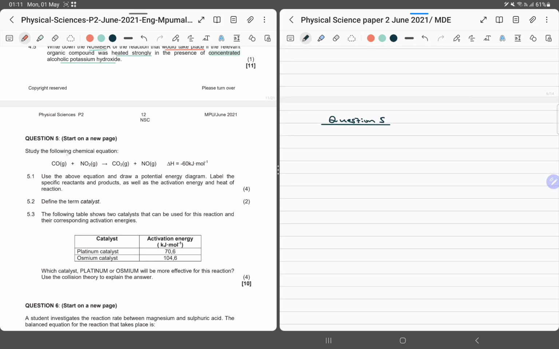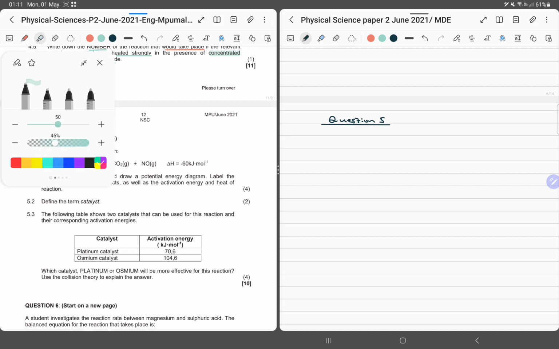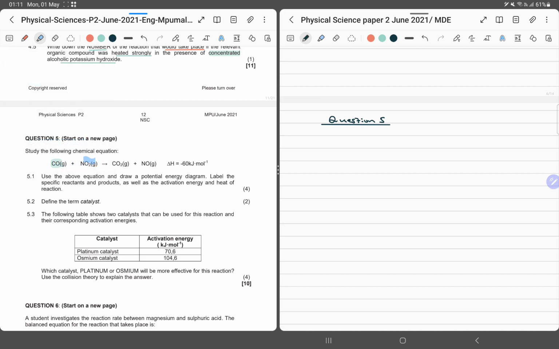So we're told you study the following chemical equation. I cannot overly emphasize why you need to inspect. So this is carbon monoxide gas reacting with nitrogen dioxide gas. Okay, carbon monoxide is colorless, nitrogen dioxide gas is brown. Then we're going to make carbon dioxide, which is a colorless gas. So we're going to form ourselves carbon dioxide gas and nitrogen monoxide gas.